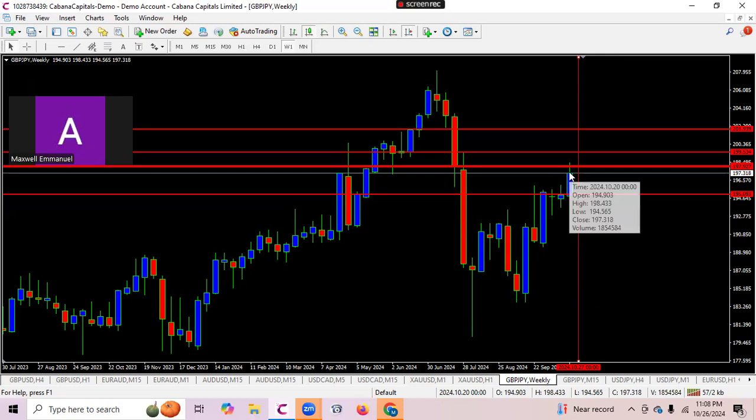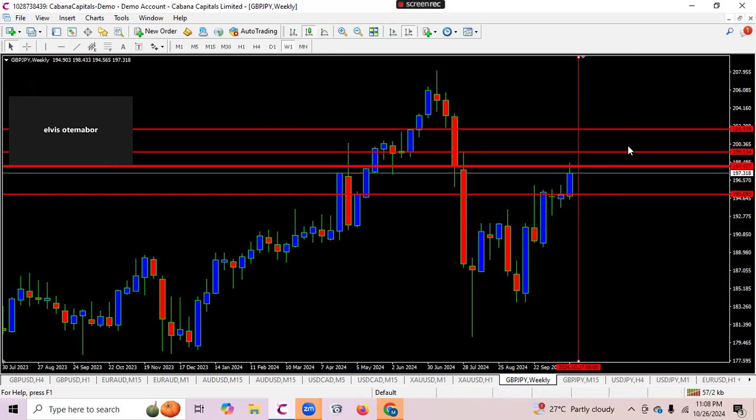So if you are considering buying, you should wait for price to pull back. There should be a little retracement before you go bullish.